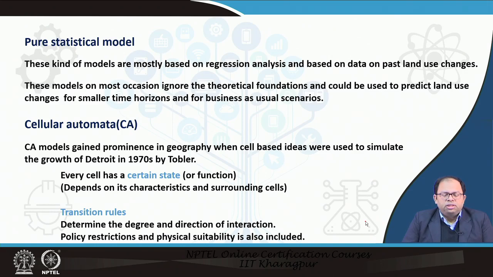So it considers policy restrictions. For example, if an area is already designated as an industrial area, we cannot locate a residence in that particular area. Or physical suitability could be, for example, an area which has a lot of slope. I cannot put my house in that area because it's difficult to construct on land which is prone to landslides because of the slope. So physical restrictions and physical suitability are also included in this kind of transition rules.